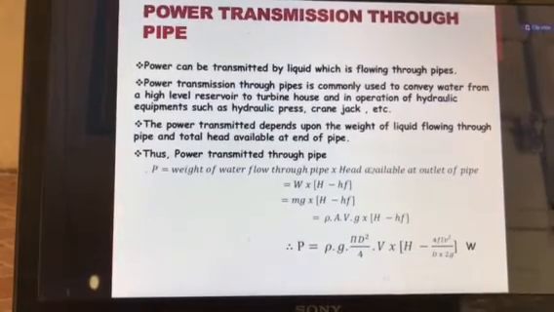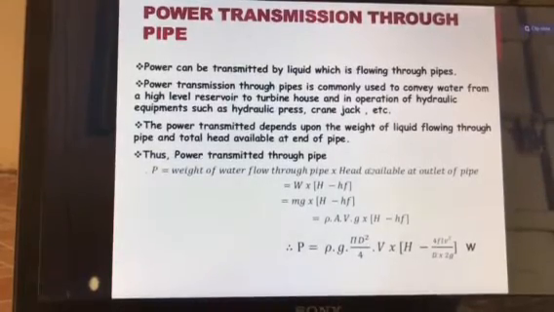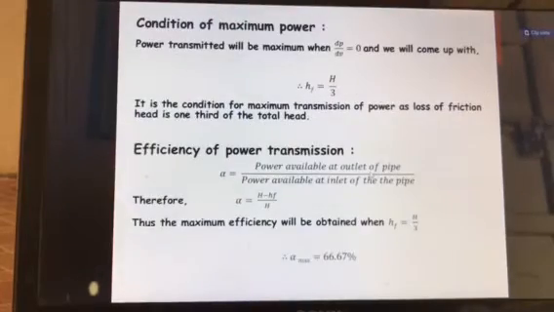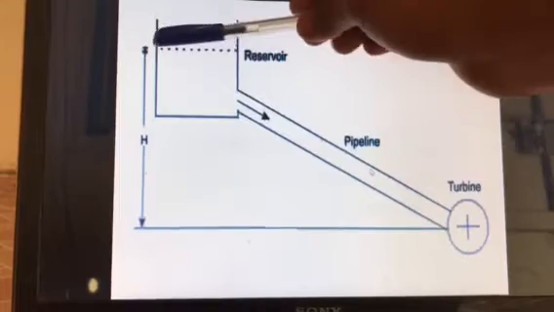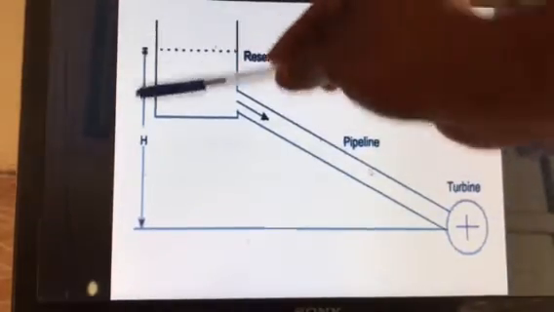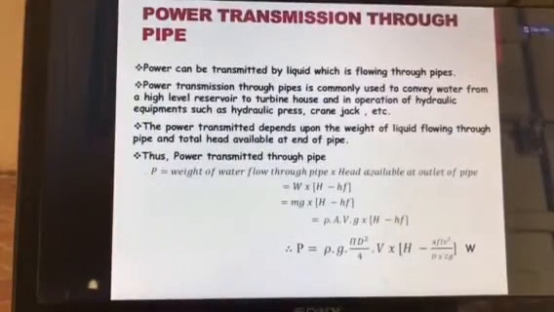Okay, the power transmitted depends upon the weight of the liquid flowing through the pipe and the total head available at the end of the pipe. Actually, it depends on the weight of the liquid. Weight of the liquid means total head available at this point. So total head available is equal to H. So the power transmitted depends on the weight of the liquid and the total head.